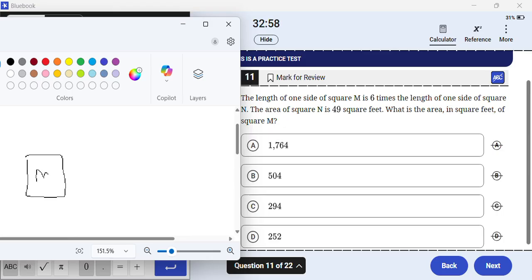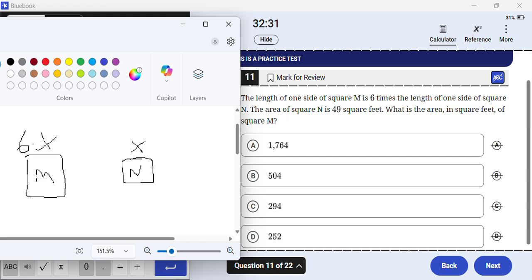So I have a square M. One side of it is 6 times the length of one side of square N. So here's N. I'm going to call it side x because we don't know it. And M is 6 times that size. So it's a lot bigger. I tried to draw it bigger, but it's not to scale.